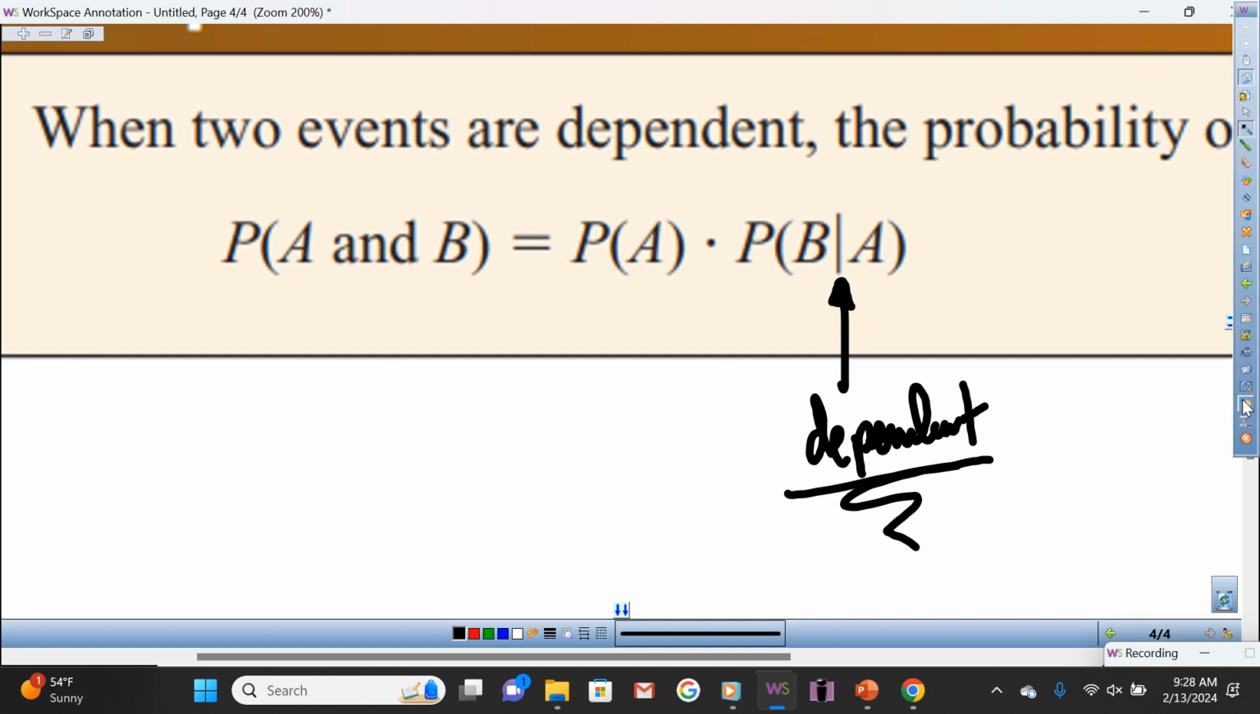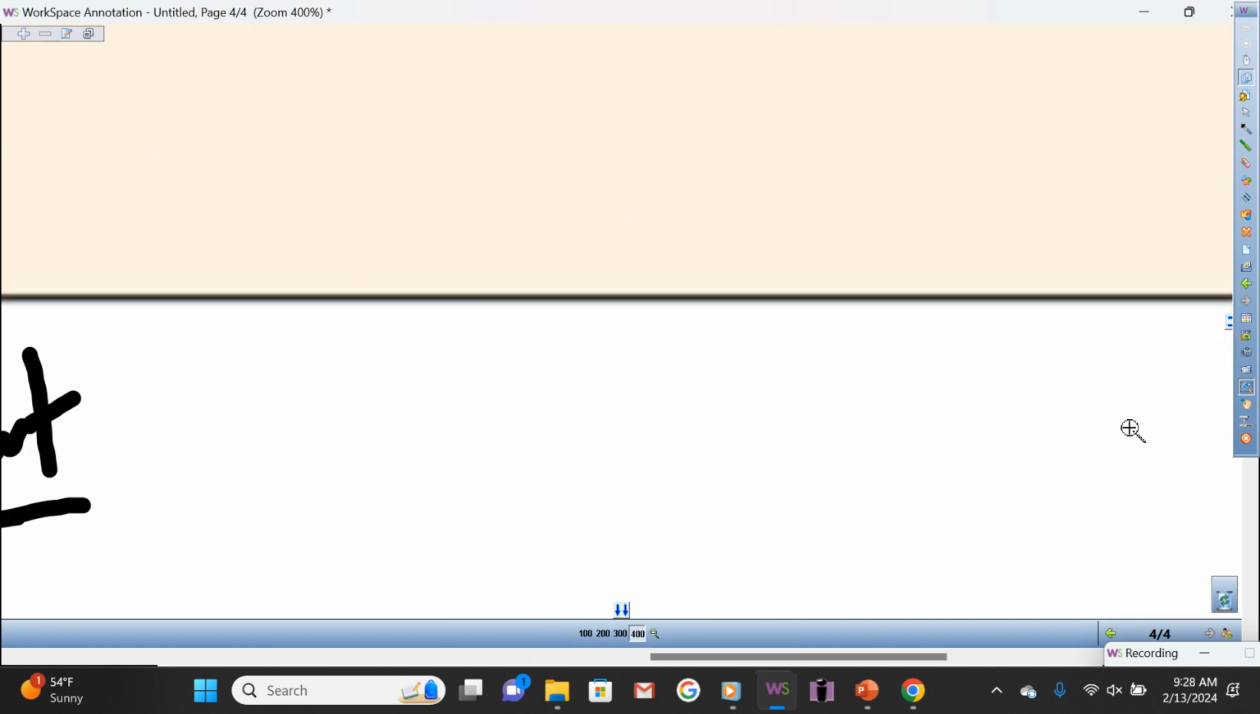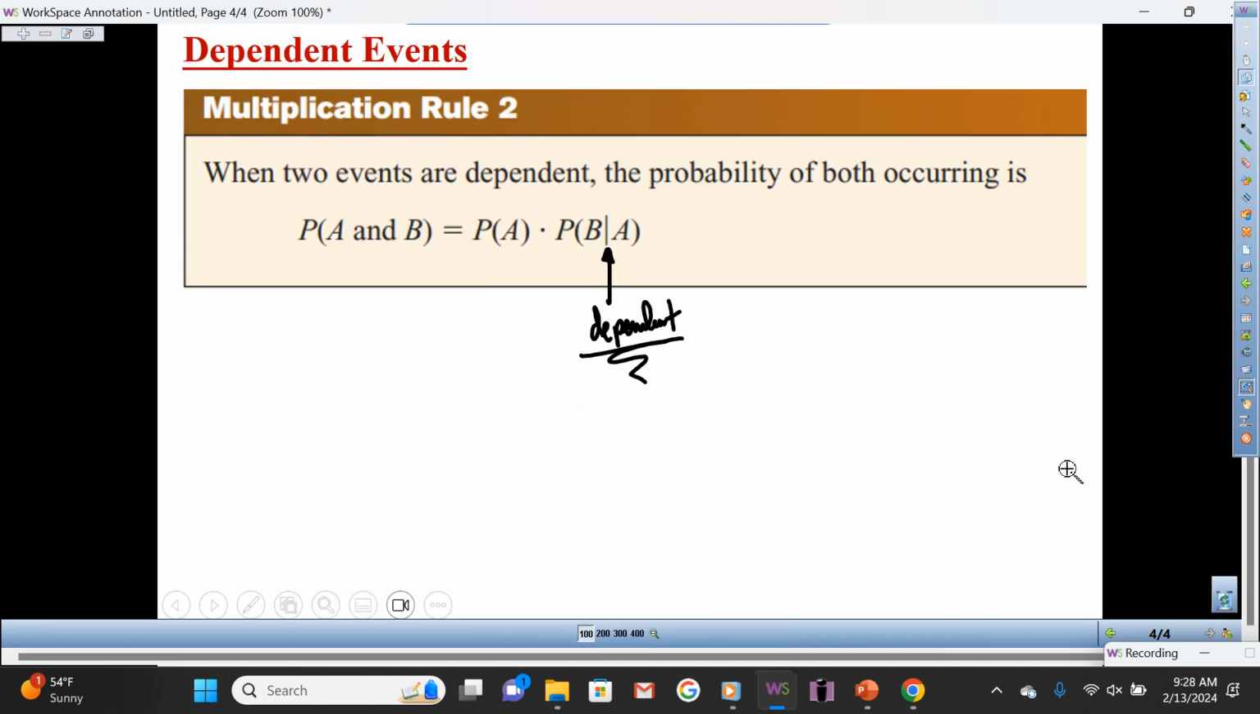Let me zoom out. All right, so P of A and B is the same as P of A times P of B dependent on A. You're like, what does that mean, Mr. Q? That now we need to look at the previous one to write our probability of the new one, because it's dependent on what happened before. Okay? So once again, when 2 events are dependent, the probability of both occurring is P of A and B equals P of A times P of B dependent on A. I'm going to leave that on your screen, and I'm going to move on mine.